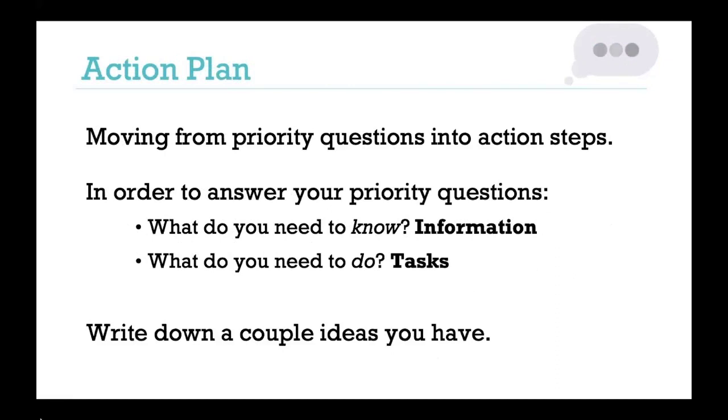So we're moving into the next step here. And I'd like you to think about whatever you said your three priority questions were. So to move from having that question and sitting with that question into taking some action on it, how would you go about doing that? What are a couple ideas you have for the information you might need to know to answer one of your priority questions, or some of the tasks or actions that you would take in order to get that information? So for now, I'd like everybody just think about a priority question or two that you had and a couple ideas for how you might go about getting information or taking action on that question. I'm going to give us a minute and a half.